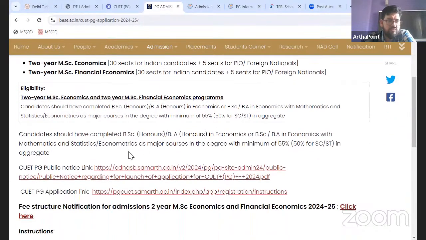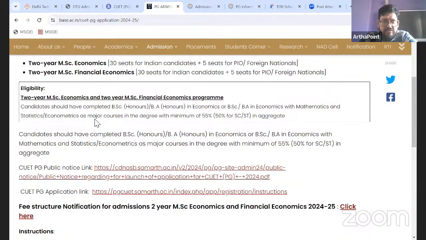So if you're talking about the eligibility for Masters in Eco at base, then here it is for your reference as well. Candidate who has done BSc honors, BA honors in economics, with math, stats, econometrics as a major subject degree with 35%. So if you look at the category wise bachelor's, MSc Economics, yeah. So here is the eligibility in front of you.